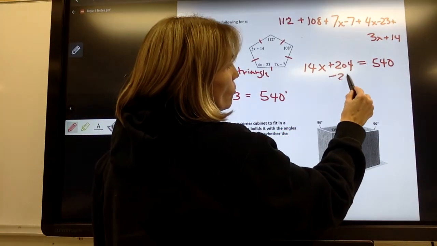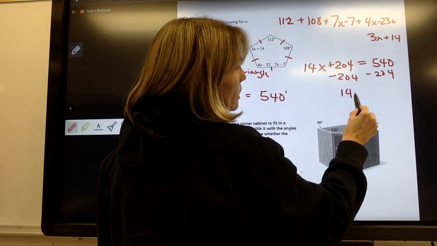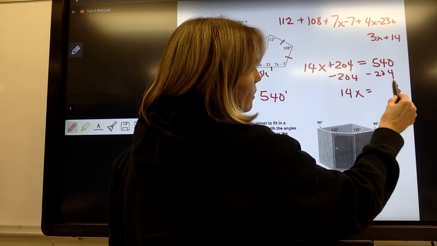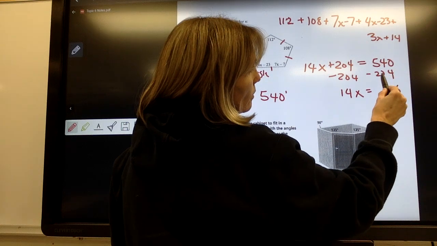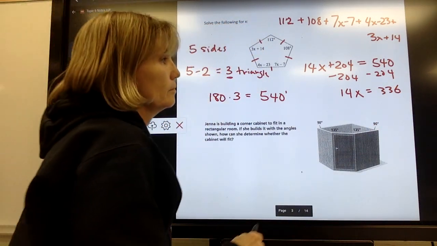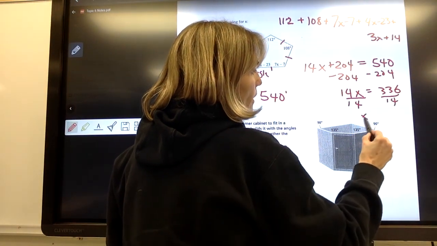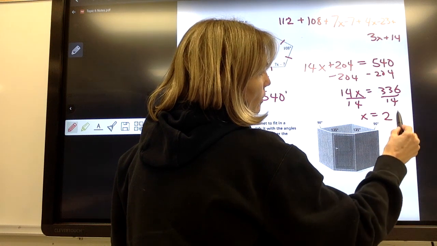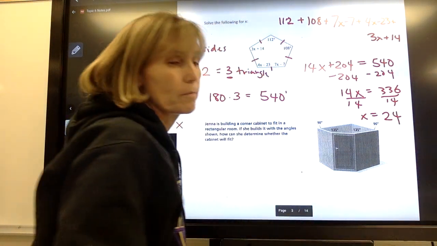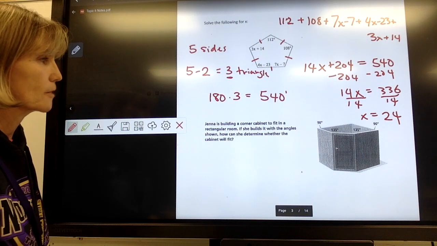Then I'm just going to solve that equation. I'm going to subtract 204 from both sides. I get 14x equals 336. Divide by 14. So I get x equals 24. So I've found the value of x. And that's how you're going to complete those problems.